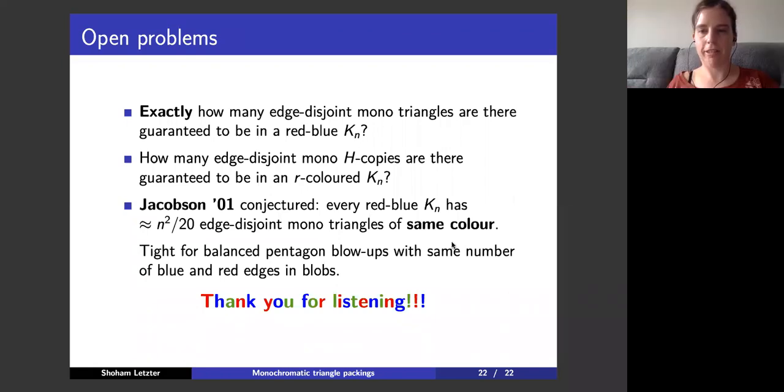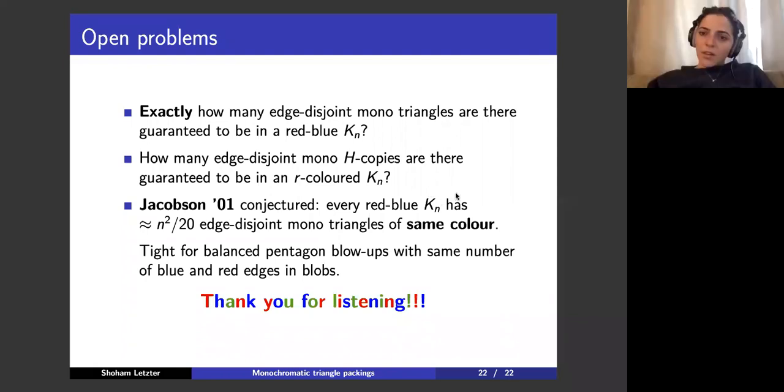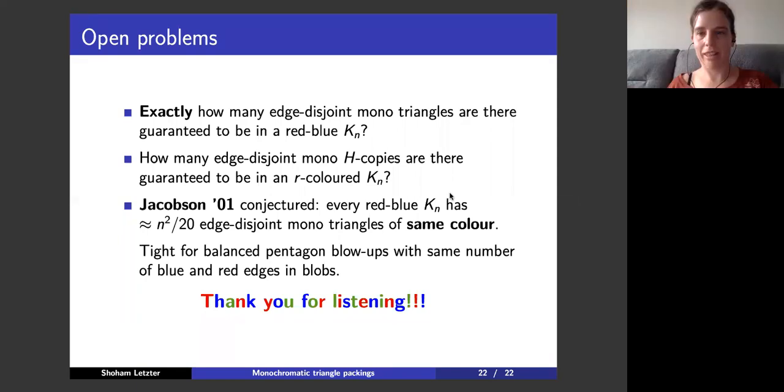I guess for triangles, the enemy was the pentagon blowup, which is the Ramsey graph for triangles. But for K_r, you may need to know what the worst coloring is for K_r, and that's not really known, so that might be a problem.